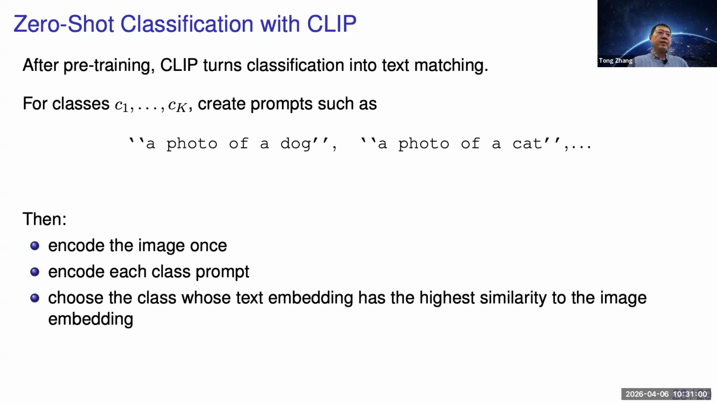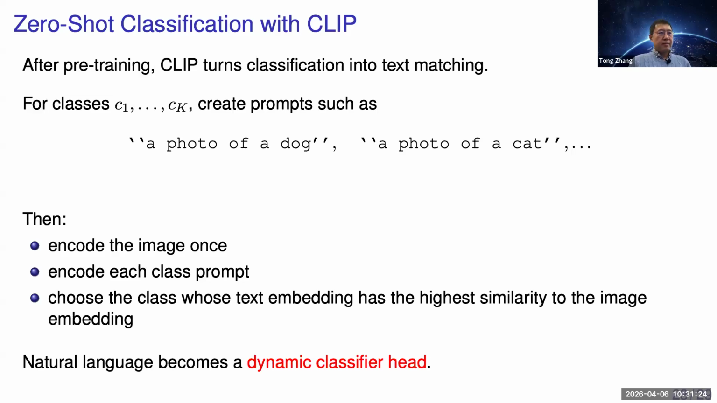Yes, the notebook has this example. If you look at the notebook, it has specifically implemented this, just as an illustration. Load CLIP, and then use the CIFAR text labels, have these kinds of prompts, and then you just check and you can see the results. Natural language becomes a dynamic classifier, so you don't need to train. This is the so-called zero-shot classification.